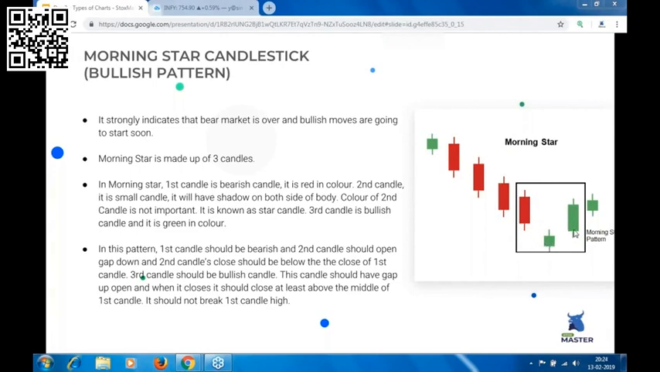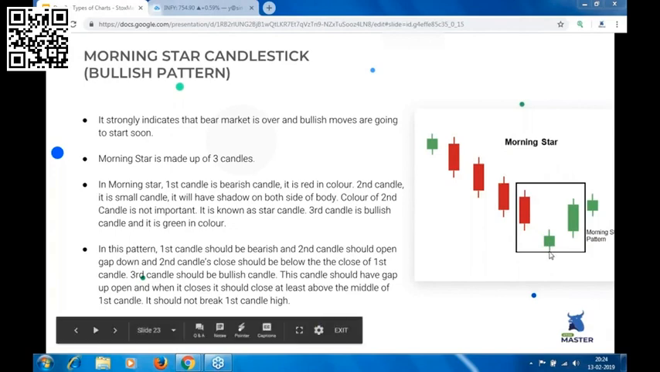And the next candle again has a gap up opening. But this candle should not break the high of the first candle. So then the morning star formation takes place. Now to trade in morning star, our entry will be when the high of the first candle is broken. That is the time when we enter in the stock, and we can keep our stop loss just below the low of this candle.